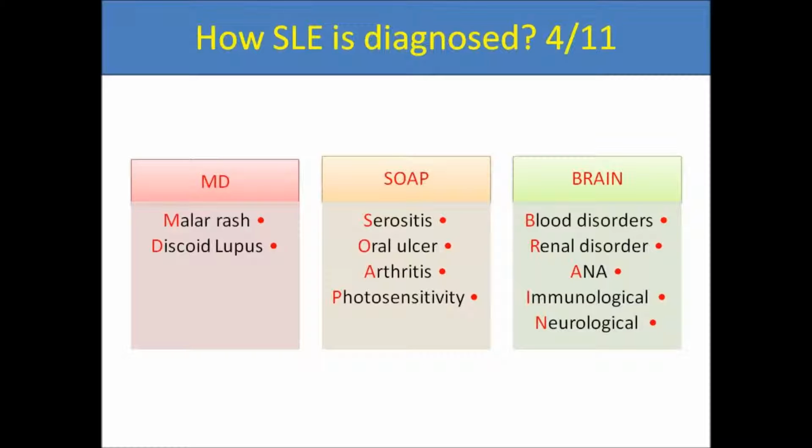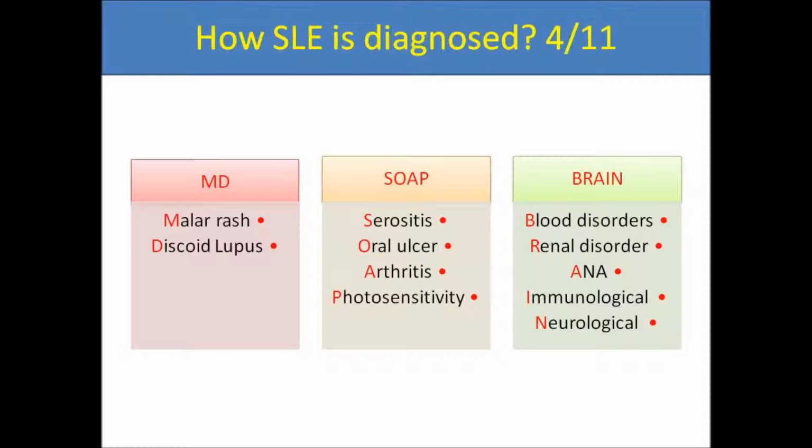SLE, or systemic lupus erythematosus, is diagnosed by a specific criteria which is composed of 11 points. If the patient has 4 out of these 11 points, then the diagnosis of SLE is certain. And that is why I put this slide here. I am telling you that you can diagnose SLE maybe from the history alone, or from the history and the physical examination.